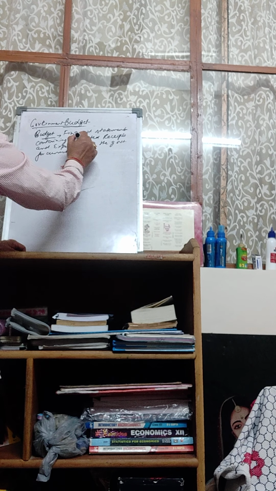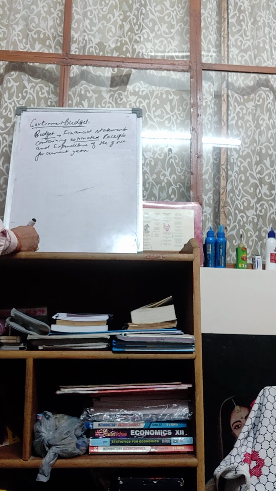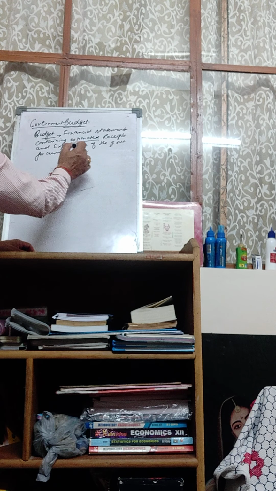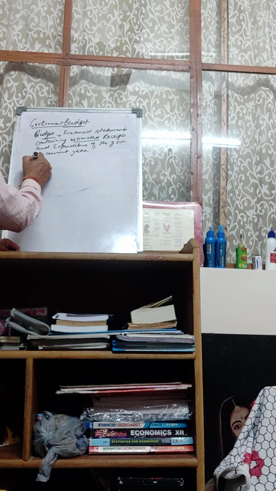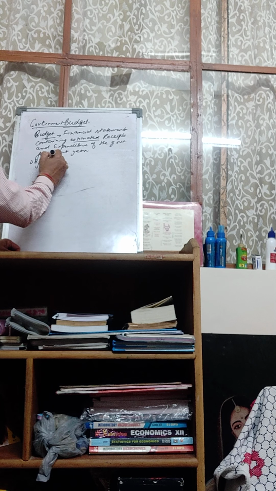It includes estimated. Estimated मतलब होता है कि we decide कि this year we are going to spend this much money on agriculture, this much on industry, this much on service sector. This is expenditure of the government for the current year. Next we have objectives of budget. That means why does government make budget?